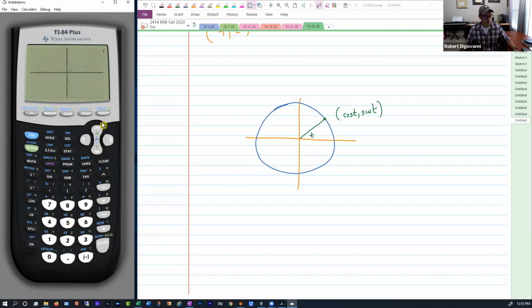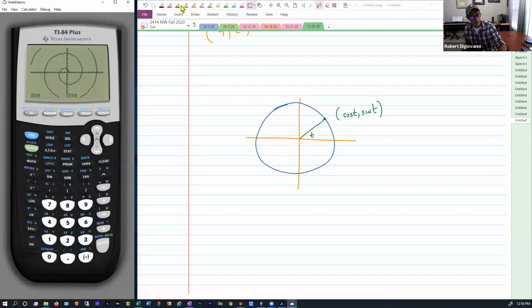Okay, let me graph that. Y'all see what that's drawing? It's kind of hard to see it. I'm going to zoom out. See what that's drawing? It's drawing a spiral.